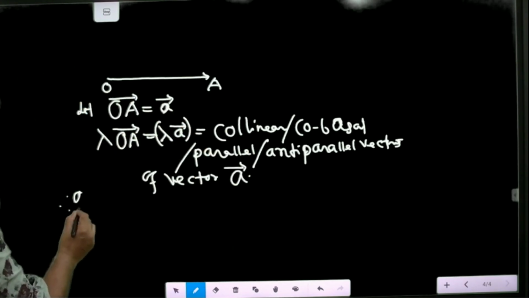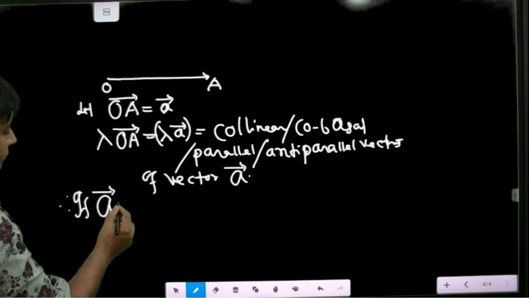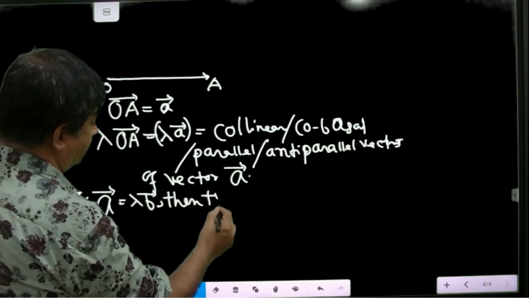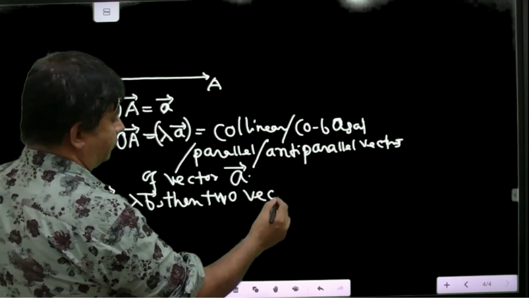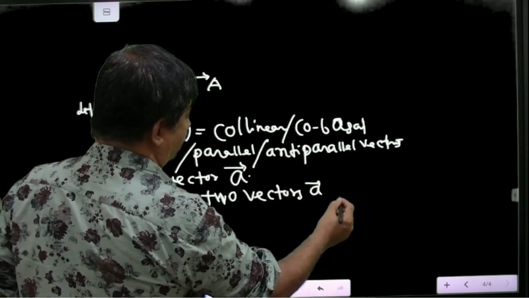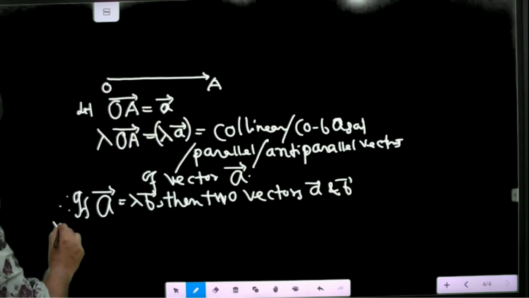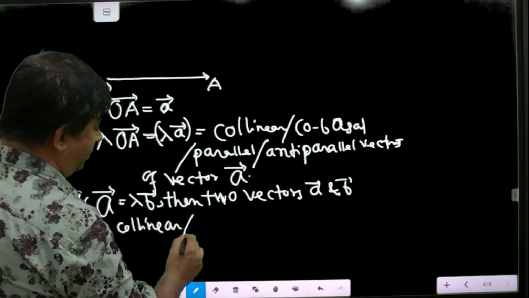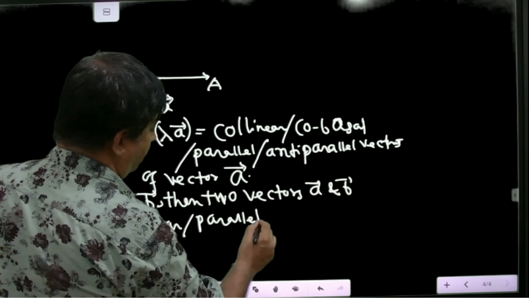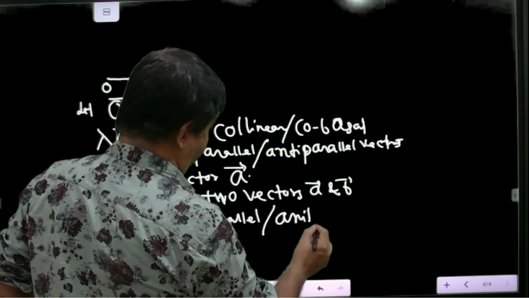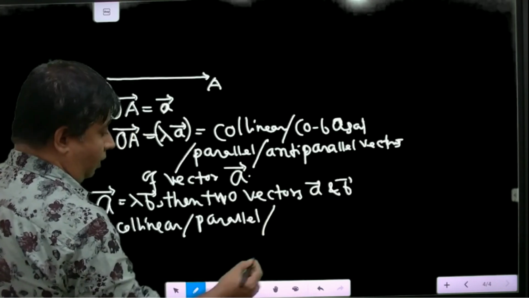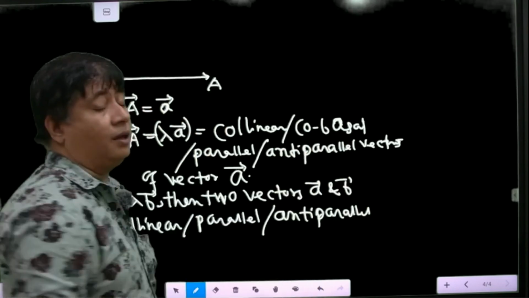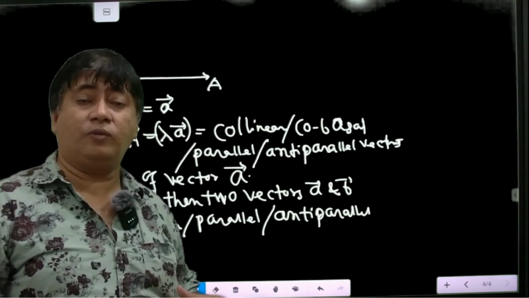Therefore, if you get a vector like this, then two vectors A and B will be collinear, parallel or anti-parallel. Okay, hope you could follow.